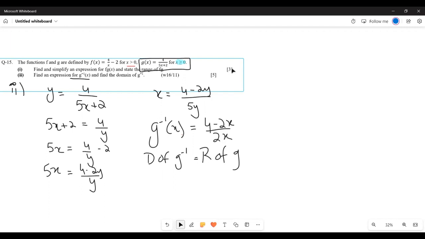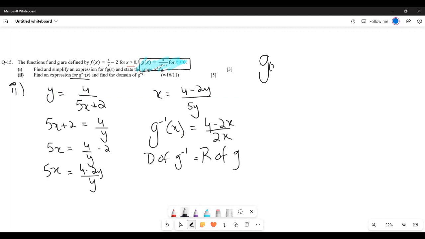So the domain of g inverse is equal to the range of g. So now we need to find the range of g. So what's going to be the range of g? When g(x) is 4 over 5x plus 2 and x is greater than or equal to 0. The inverse of g(x) is 4 minus 2x over 5x. Yes, thank you. So when x is 0, what is our g(x)? It's going to be 2. Yes, when x is 0, g is 2.